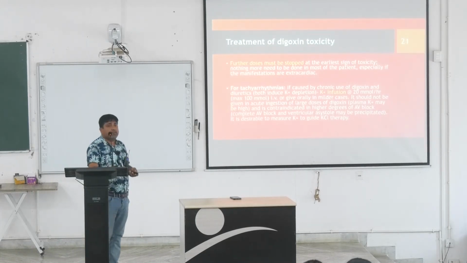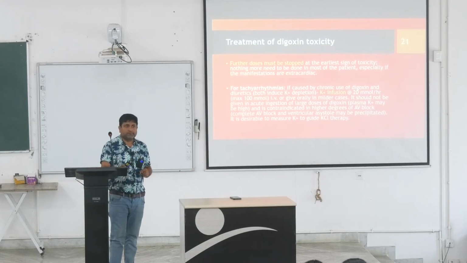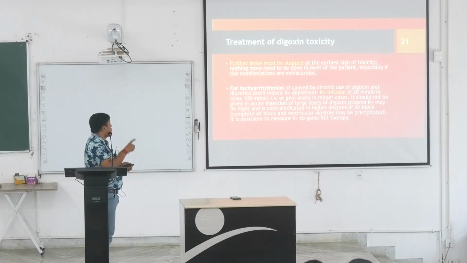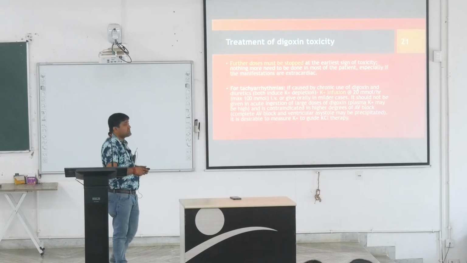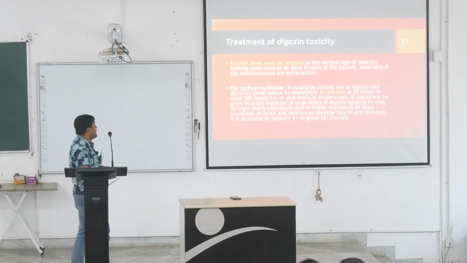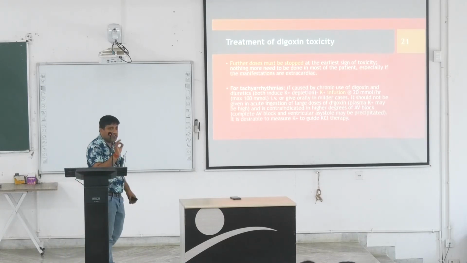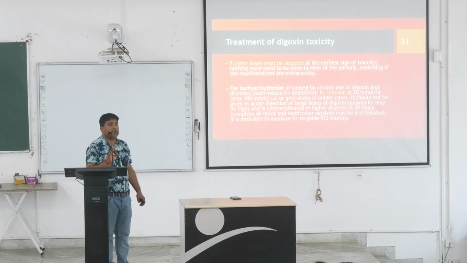Now, treatment of digoxin toxicity. First, the drug has to be stopped. Further doses must be stopped at the earliest sign of toxicity, be it extracardiac or cardiac. Nothing more needs to be done in most patients, especially if the symptoms are extracardiac.